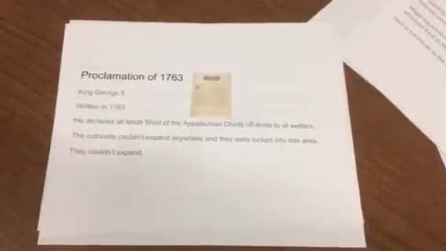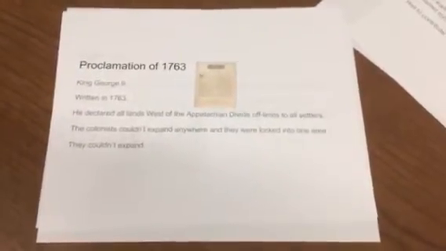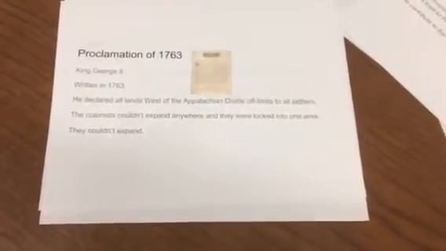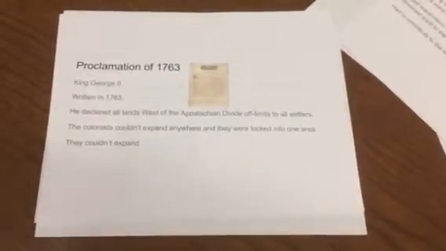Proclamation of 1763. King George was in this. Written in 1763, he declared all lands west of the Appalachian Divide off limits to all settlers. Colonists couldn't expand anywhere, and they were locked into one area. They couldn't expand.